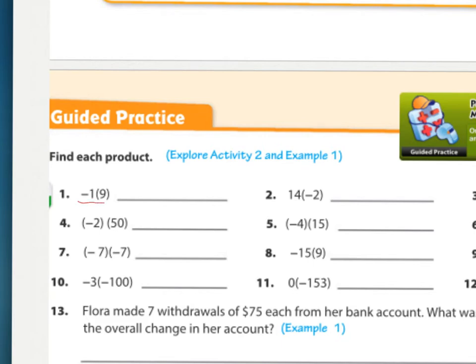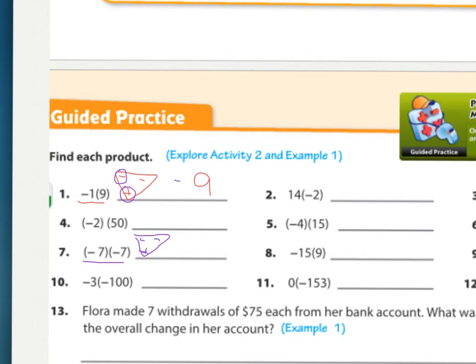Negative 1 times 9. Draw your triangle. Okay, what is 1 times 9? It's 9. And then negative times a positive. I circled the negative. I circled the positive. And what didn't get circled? The negative. That's your answer. Now let's look at number 7. Make sure you're writing these down. Draw the triangle with every single one so that you can circle the positives and negatives.